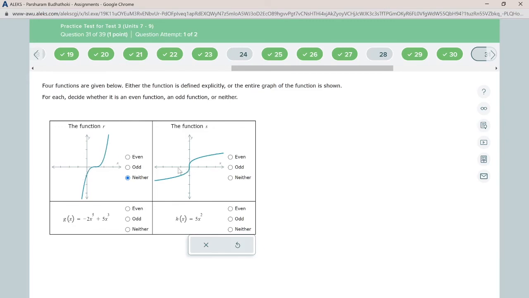Here this is your odd function, because if you pick any point on the graph, there will be another point on the other side of the origin on the graph, so it's an odd function. This one, if you look at the power, if all of them are cube, it's an odd function. If all of them are even, that means it's an even function.